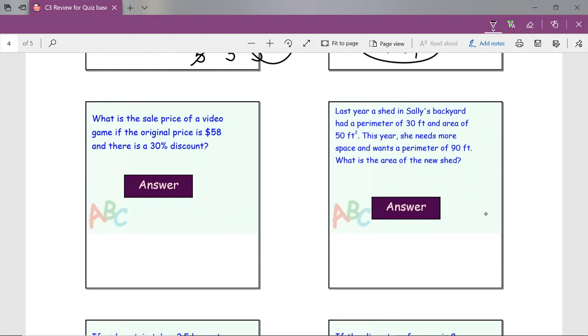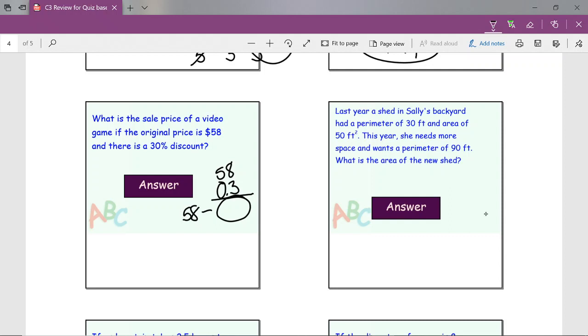All right, what is the sale price of a video game if the original price is $58 and there is a 30% discount? Well, I'll just talk through a little bit of what you would do and then what the answer is. So if the original price is $58 and there's a 30% discount, you can go about it two ways. You can figure out if I find 30% of that, then I can take it away from 58. So 58 minus whatever you get here.